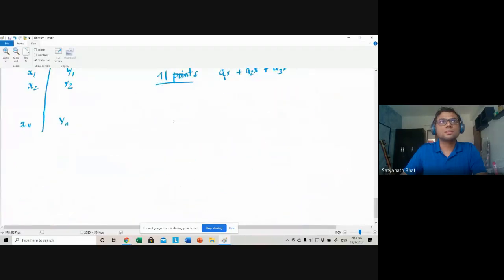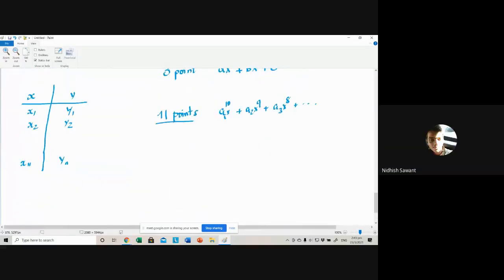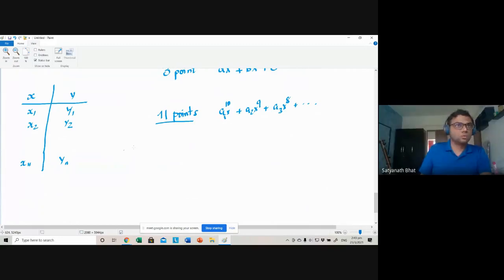Nidish, have you seen this? So I think just by solving the linear equations. Yes, so you can solve the linear equation. That is one way, that is a good way, but I will show you what is called Lagrange interpolation formula. Very simple. Okay, Lagrange interpolation.